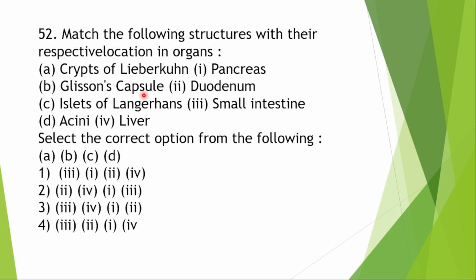Okay, Glisson's capsule is for liver, so B is 4. So the right option will be option 3. Islets of Langerhans is for pancreas, and acini for duodenum. So the right option is option 3.